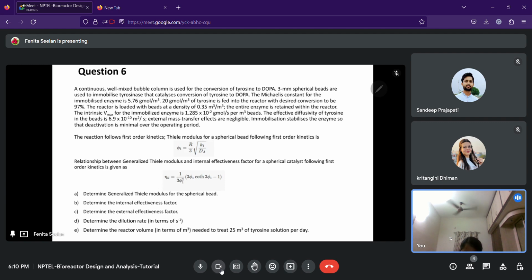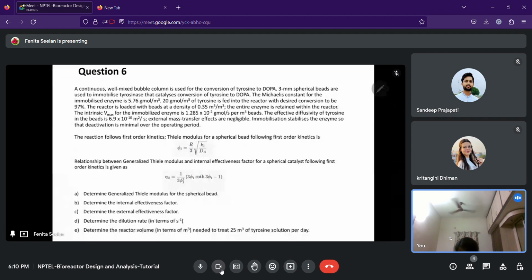So a continuous well-mixed bubble column is used for the conversion of tyrosine to dopa, and 3 millimeter spherical beads are used to immobilize the tyrosinase that catalyzes the conversion of tyrosine to dopa. The Michaelis Menten constant for the immobilized enzyme is 5.76 gram mole per meter cube, and 20 gram mole per meter cube of tyrosine is fed into the reactor with desired conversion to be 97%. The reactor is loaded with beads at a density of 0.35 meter cube per meter cube. The entire enzyme is retained within the reactor.